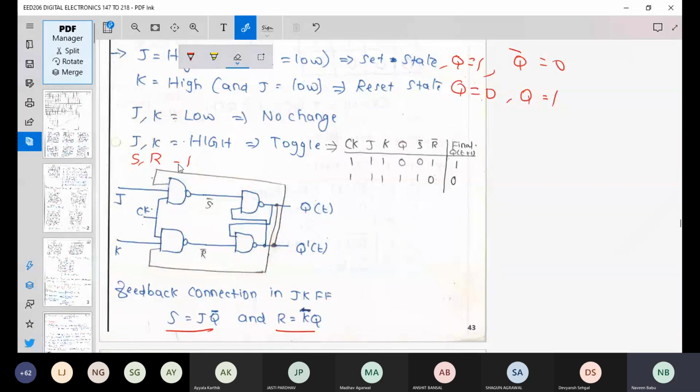Now, what will happen here? What will be this particular input here? This particular input, which is nothing but your S bar, will be equal to Q bar dot J, the whole bar, right? Because this is an AND gate. So this is equivalent to what? This is equivalent to Q plus J bar, which means that your output depends on obviously the values of Q and J bar, right?